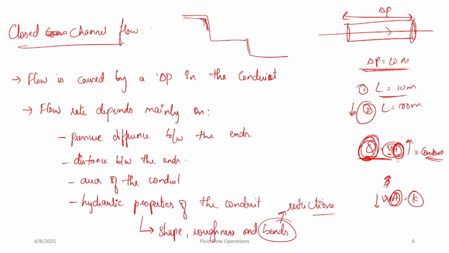Okay, so now let's see what are the different types of flow meters that we have to measure the flow rate. Classification of flow meters. Okay, so based on the working principle, flow measuring devices can be classified into different types. So this is based on working principle.